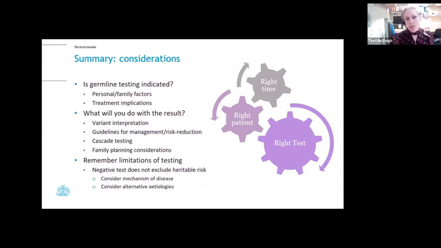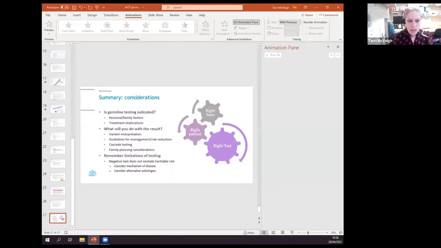So I think we're very familiar with this whole notion of the right test, the right patient, the right time in medicine, and the same applies to genetics as it does to everything else. So hopefully that's been useful, and I'm happy to take questions at the end.